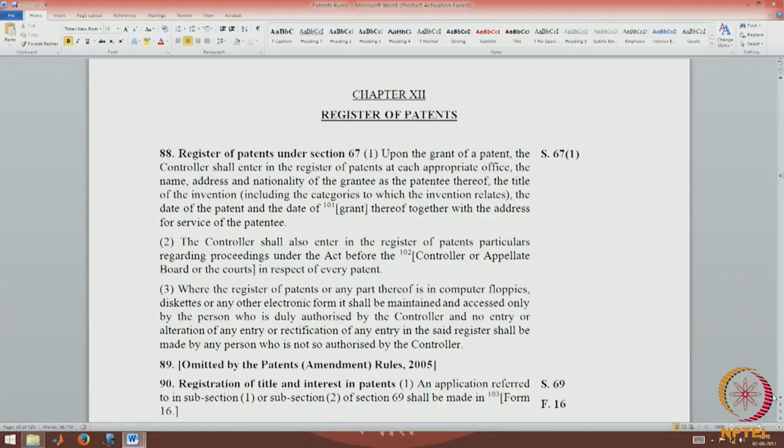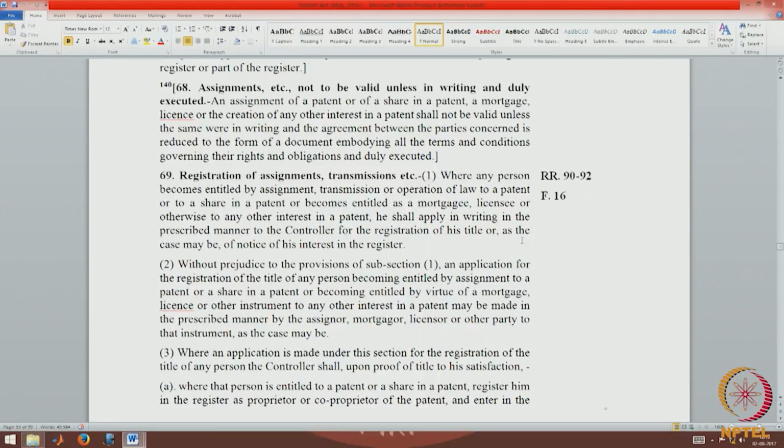68. Section 68 talks about assignments, and it states that assignments etc. are not to be valid unless in writing and duly executed. Now, whenever an assignment is done, there are certain requirements as to how a patent can be assigned. 68 tells us that an assignment of a patent or a share in a patent, which means you can assign a whole patent or you can also assign a share in a patent.